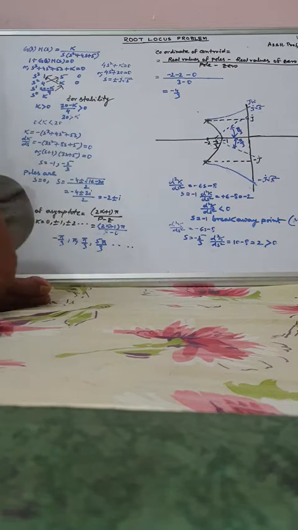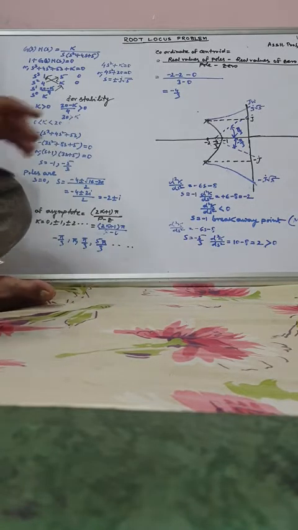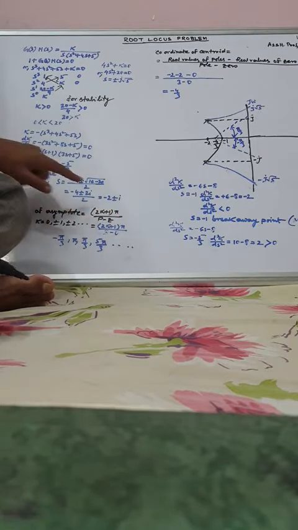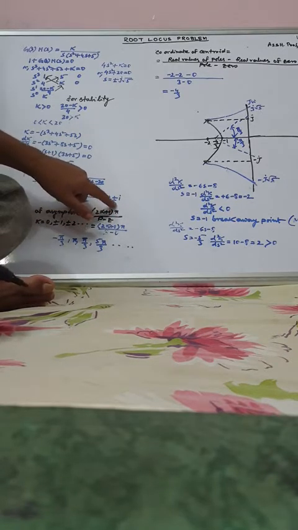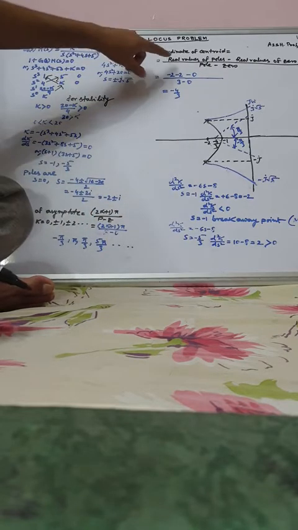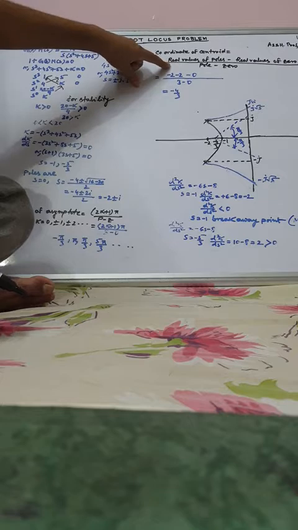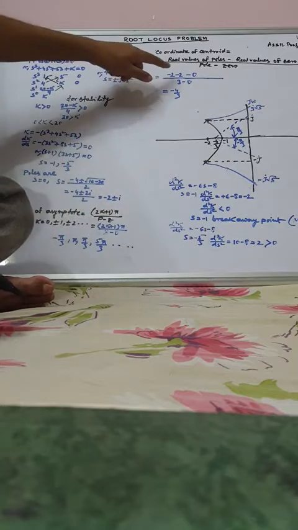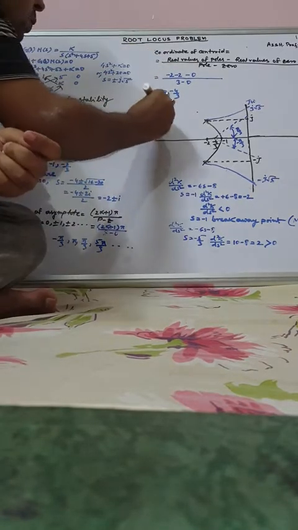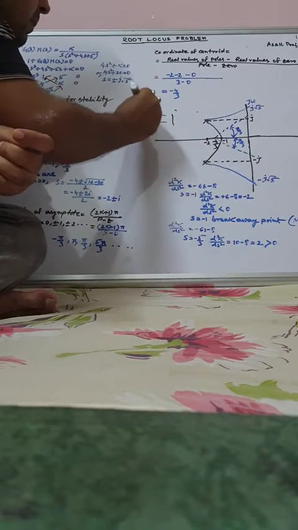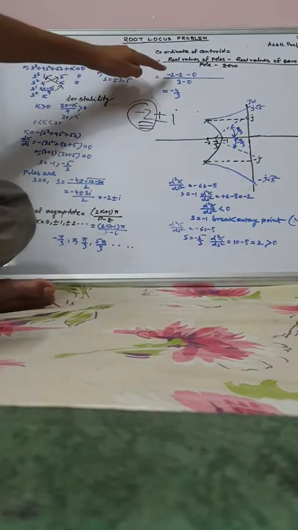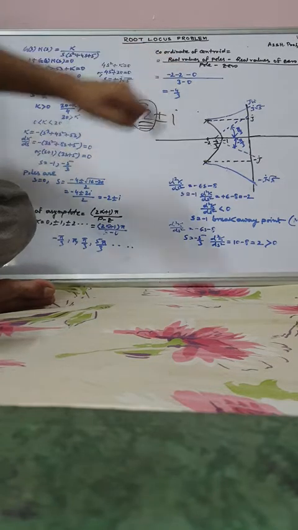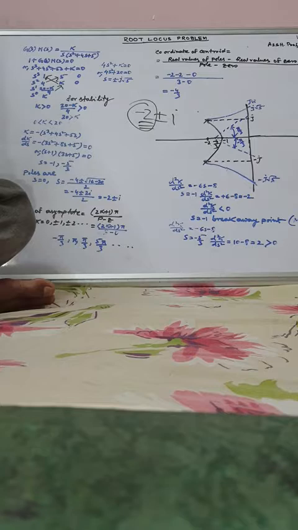Coordinate of centroid is real values of poles minus real values of zeros divided by number of poles minus number of zeros. So minus 2. Here one thing is important. You have 3 poles, 0, minus 2 plus minus j. So don't take plus minus j into consideration. That's why this problem is important. Real values of poles minus real values of zeros. Real values of poles are minus 2 plus minus j, so the real value is minus 2. Minus 2 minus 0 divided by 3 minus 0. So the coordinate of centroid is minus 4 by 3.